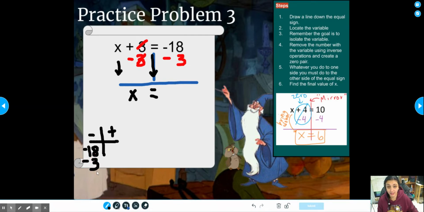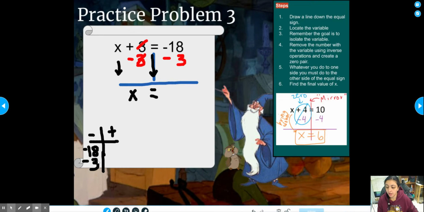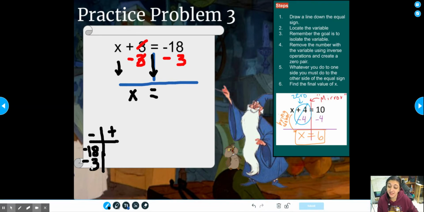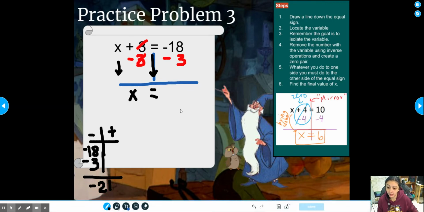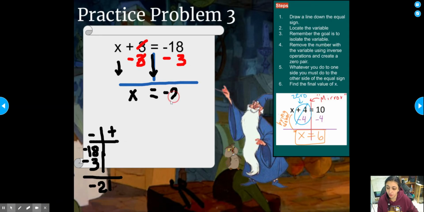Now they're both negative, and remember, when they're both negative and they're on the same side of the t-chart, all you do is you add them. And so 18 plus 3 is 21, and because they're both negative, you keep it as a negative, and so this becomes negative 21.